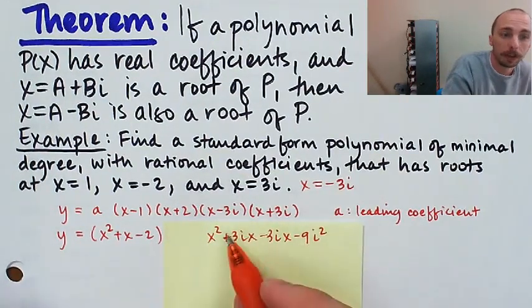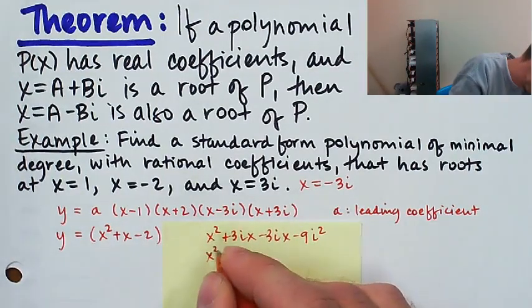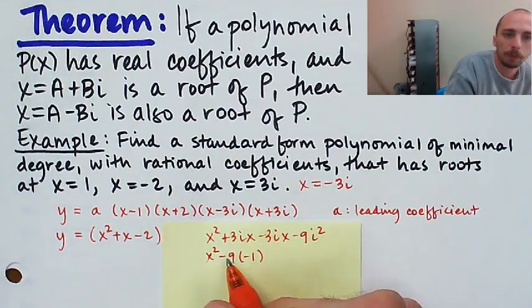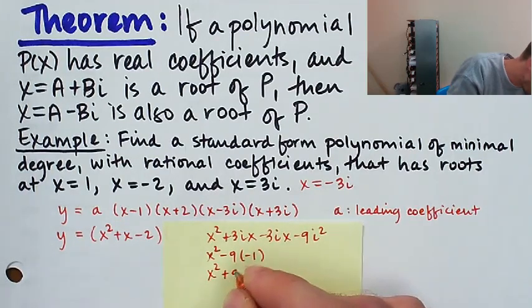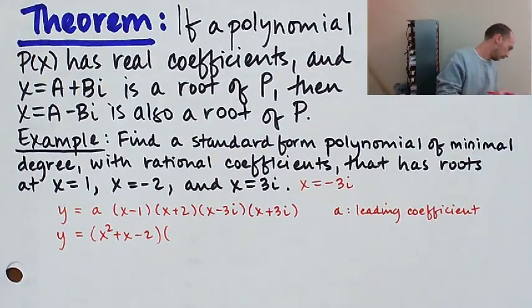What we're going to need to do is cancel off these middle terms, because they're the same except one's negative. And we're going to replace i squared with negative 1. So negative 9 times negative 1 would be positive 9. That's going to give me x squared plus 9. So that's going to be my factor right there. It's x squared plus 9.